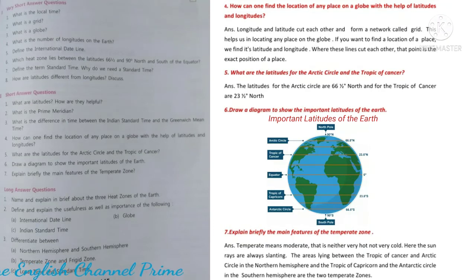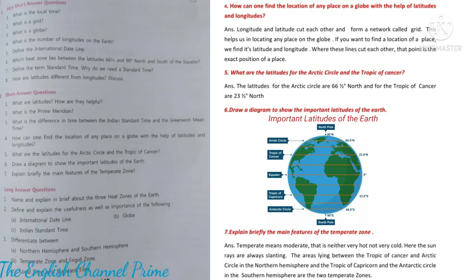Sixth question, draw a diagram to show the important latitudes of the earth. Yes, we have to draw this diagram like this. We are showing the Arctic Circle, Tropic of Cancer, Equator, Tropic of Capricorn, Antarctic Circle, North Pole and the South Pole. Done.